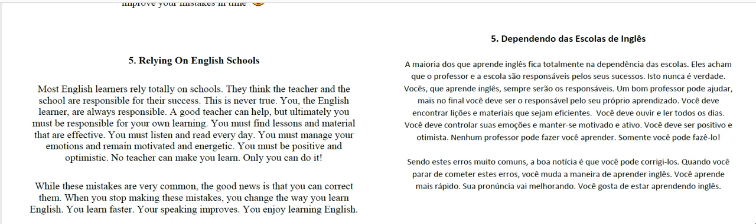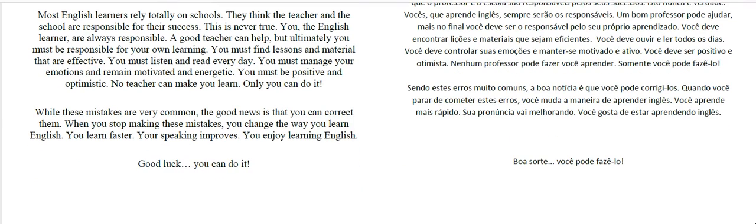While these mistakes are very common, the good news is that you can correct them. When you stop making these mistakes, you change the way you learn English. You learn faster. Your speaking improves. You enjoy learning English.